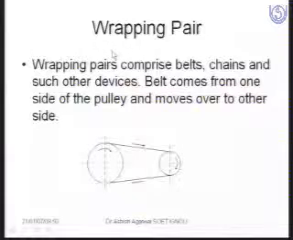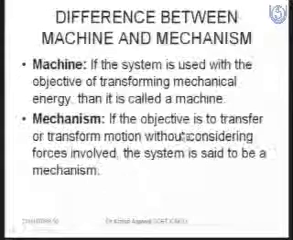The third category of pair is the wrapping pair. A wrapping pair comprises belts and chains, just like you see here. The belt comes from one side of the pulley and goes to the other side; that is called the wrapping pair.